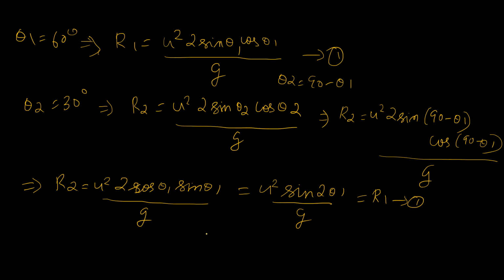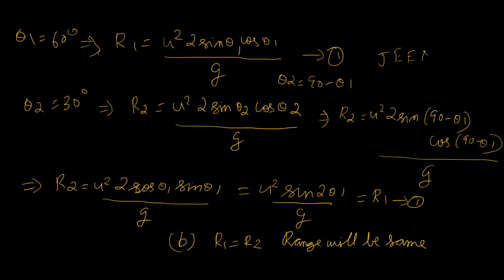So we can say the correct answer is B. That is, R1 will be equal to R2, that is, the range will be the same. These types of questions I have seen in many competitive exams, including JEE Mains and Advanced also. So we can conclude one thing: range will be the same for angle of projection theta 1 and 90 minus theta 1. Okay, please note it down, guys.